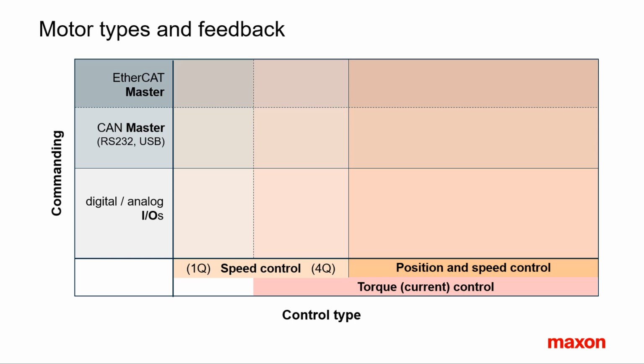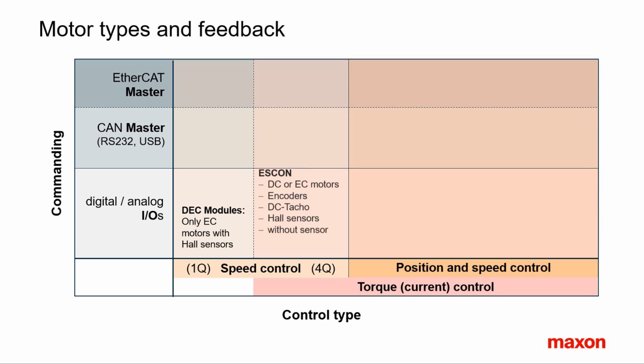A short look at possible motors and feedback sensors. The main task of the DEC modules is to provide block commutation for brushless motors with Hall sensors. The Hall sensors are also used to get a low-resolution speed feedback. There's no encoder feedback possible, and the DEC modules cannot be used with brushed motors. ESCON servo controllers come in different versions for brushed or brushless motors. Speed feedback can be provided by encoders or DC tachos or by Hall sensors only. Open loop operation is possible as well. There's even an ESCON module for sensorless EC motors.